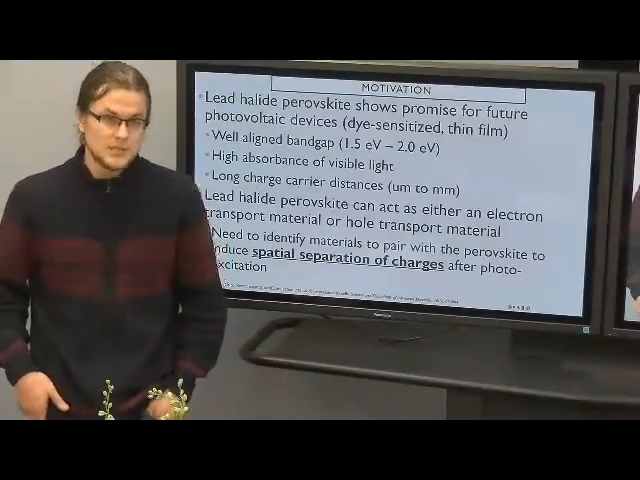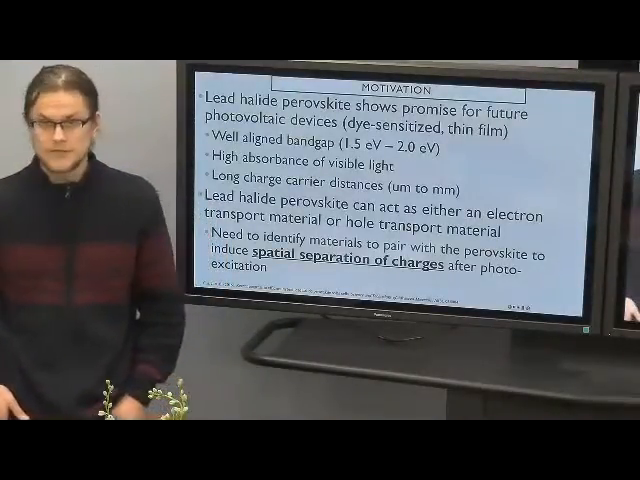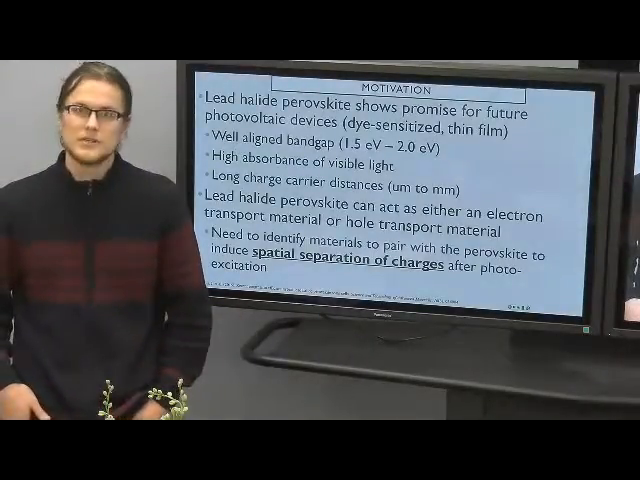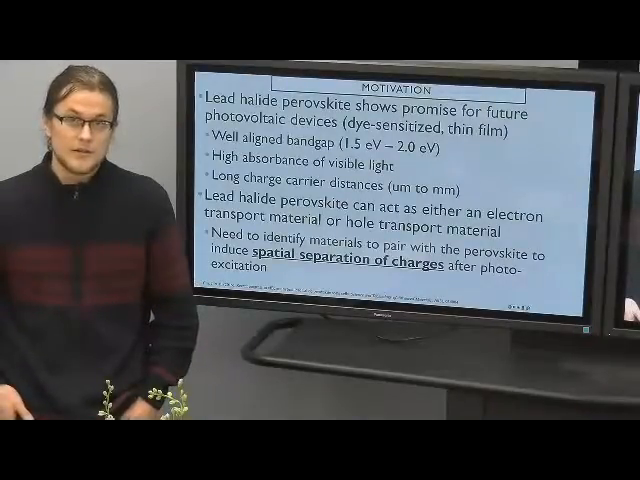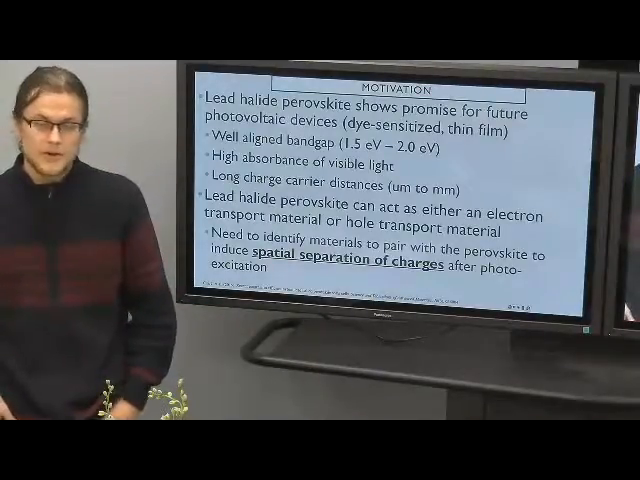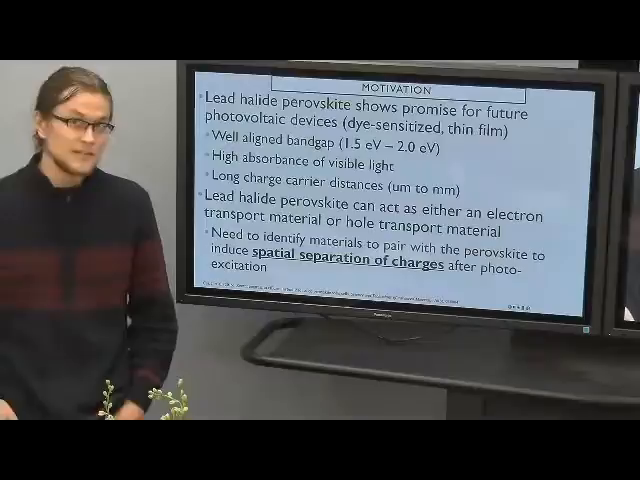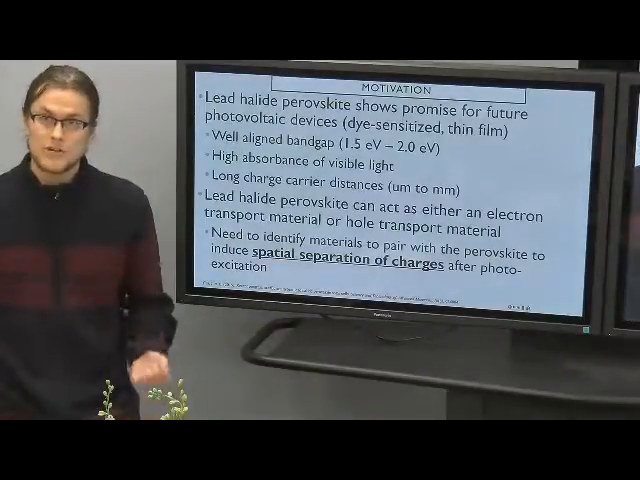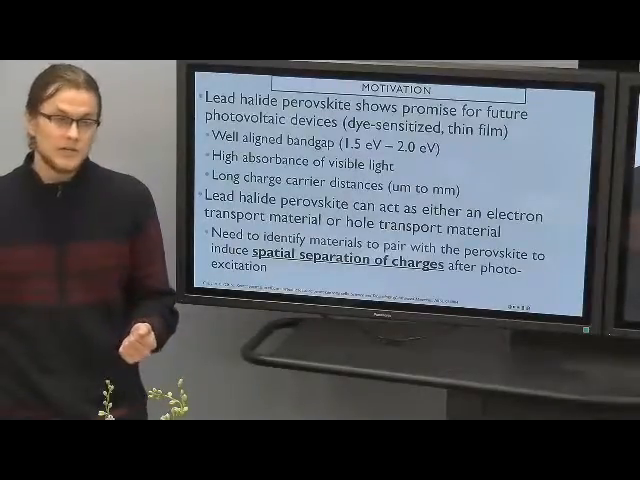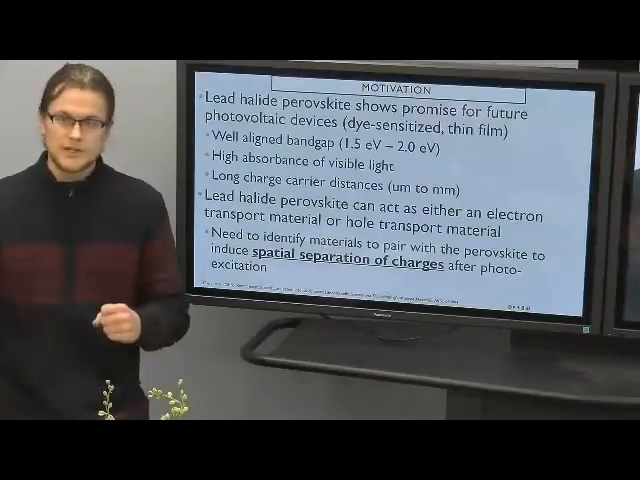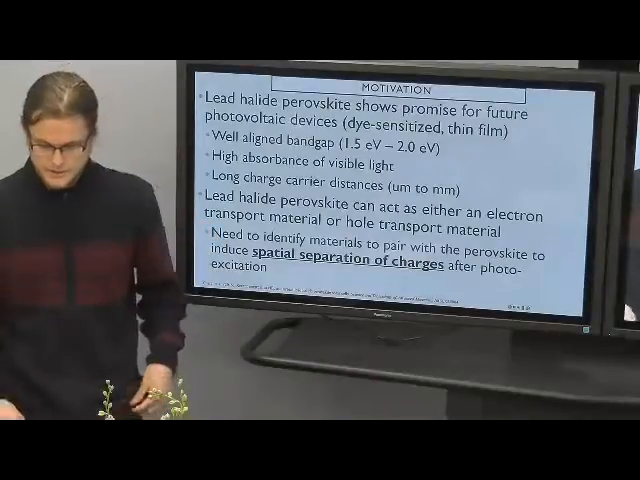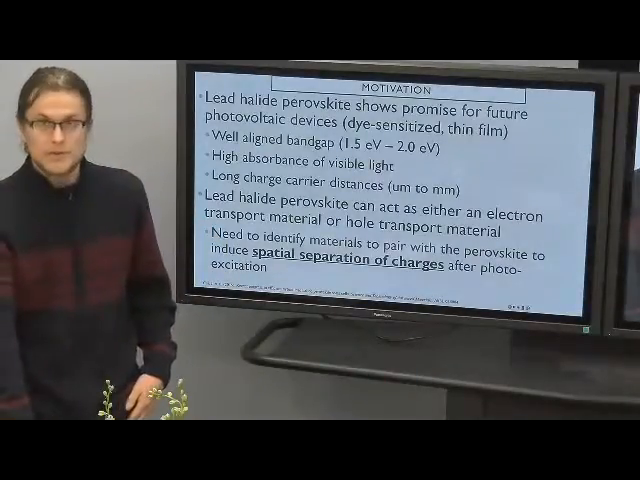The biggest motivation is it shows a lot of promise for next generation photovoltaics, like dye-synthesized solar cells and thin films, due to its well-aligned band gap, its high absorption of visible light, and its ability to transfer charge carriers long distances. Since it can carry charge carriers long distances, it can act as either an electron transport material or a hole transport material as well. So it's pretty versatile in that way. Then what we need to do is find molecules to pair with it to extract either the electron or the hole out of it to do spatial separation of the charges so that we can run them through the circuits of the solar cells to get power.